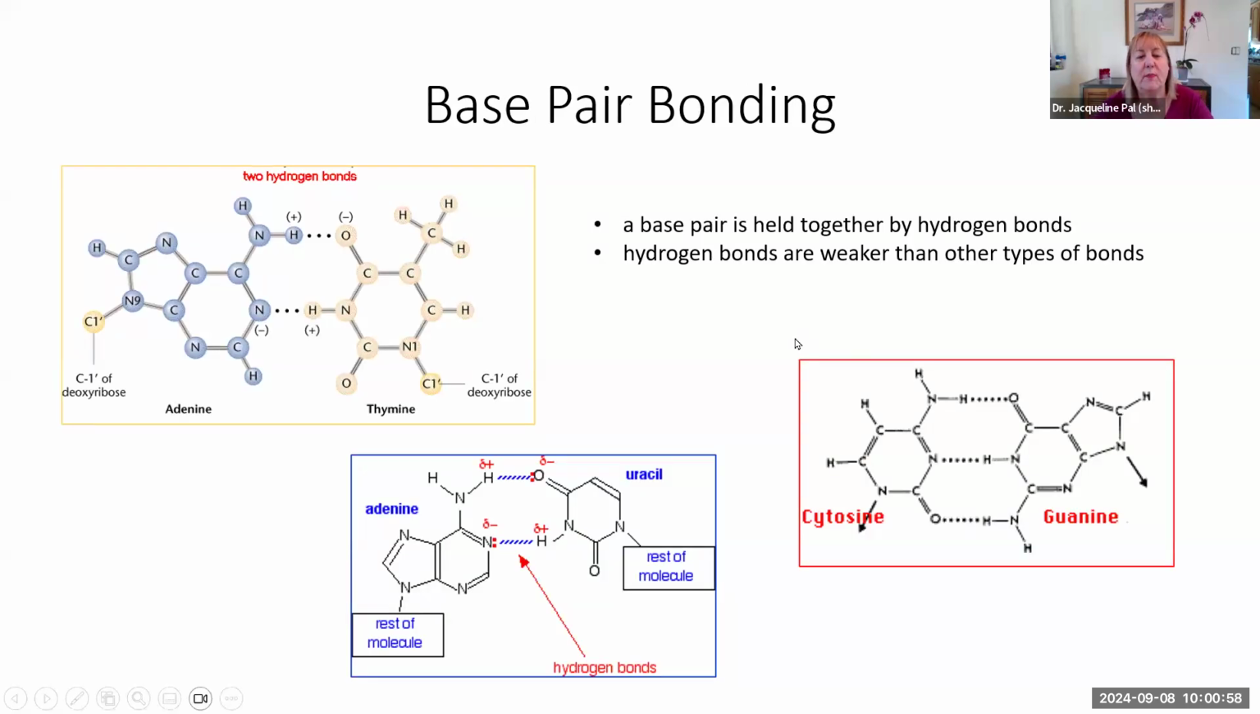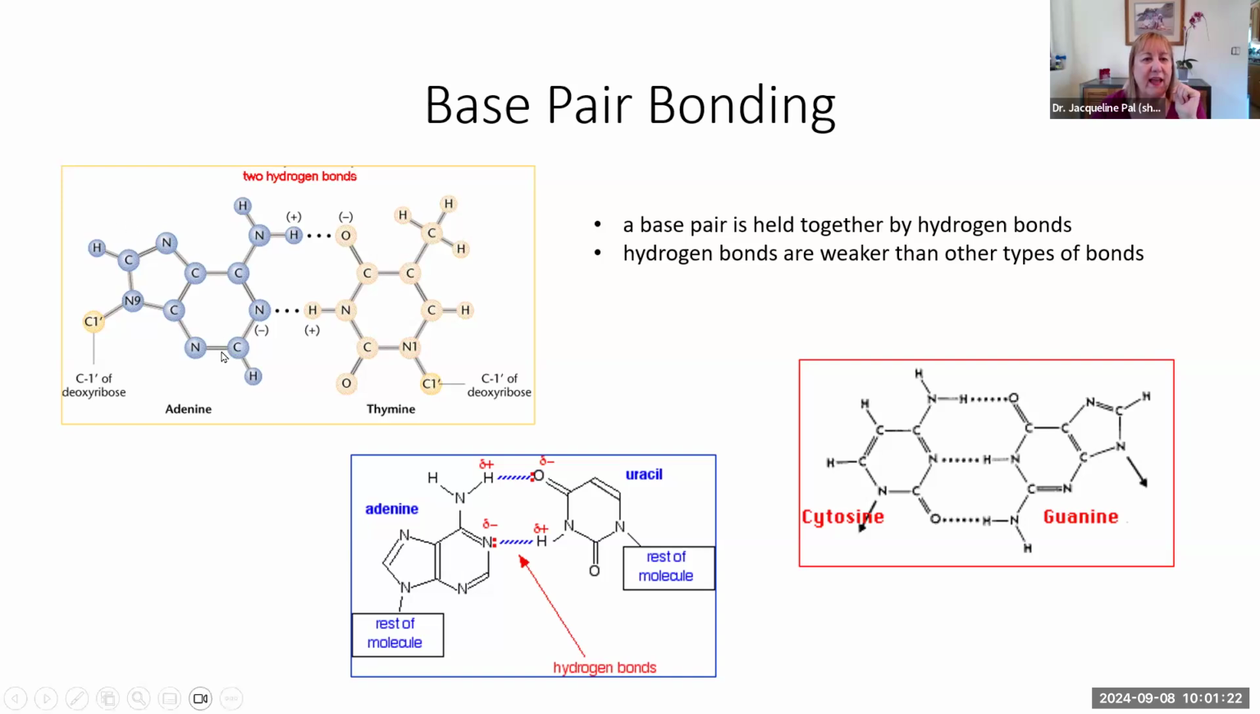When we look at this base pair bonding, these bonds are hydrogen bonds. If you recall when we learned about bonds, there were ionic bonds and covalent bonds. An example of a very weak covalent bond were these hydrogen bonds. So these are weaker than any other type of bond.